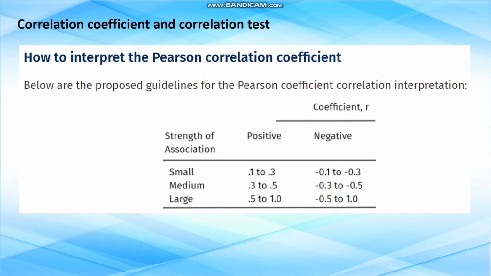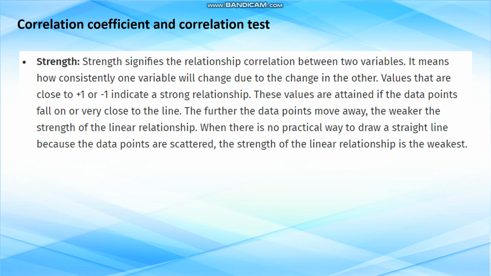From 0.1 to 0.3, small. Minus 0.1 to minus 0.3, negative and small. 0.3 to 0.5, positive and medium. Minus 0.3 to minus 0.5, negative, medium. And 0.5 to 1, large. And minus 0.5 to, should be minus 1, large. Yeah, please correct it.